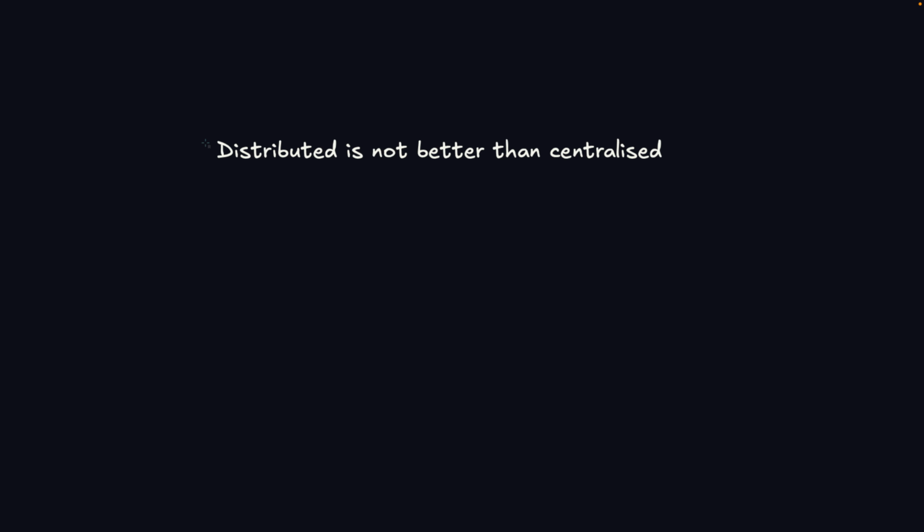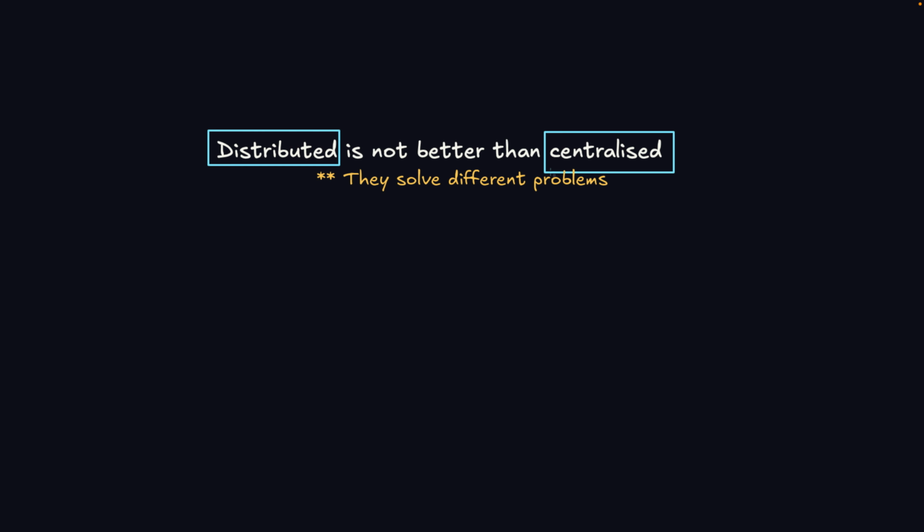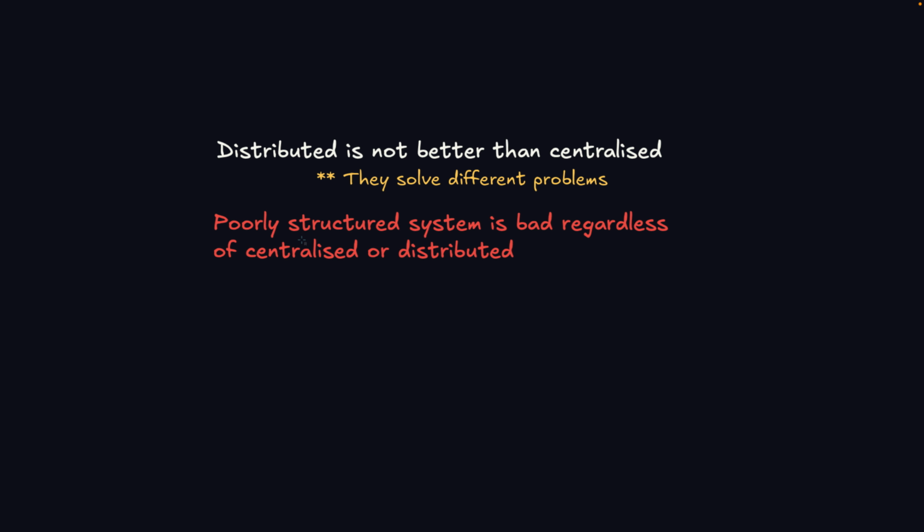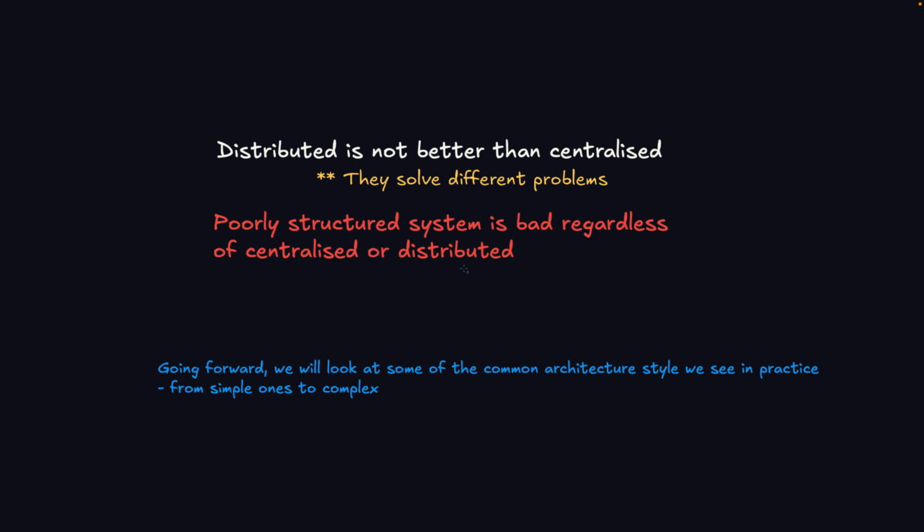I just want to make it really clear that a distributed system is not better than a centralized system in general. If we have poorly designed and structured our system, regardless of whether it is centralized or distributed, it is a bad system. We can have a distributed system that is designed badly, and then it is still a bad system. Going forward, we are going to look at various architecture styles that are common in practice, and we will start from simple ones and move on to complex ones. That is what we are going to see in the future videos.